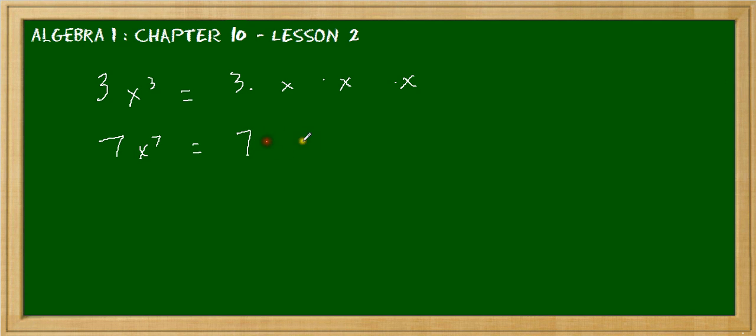So we have 7 times x times x times x, and I still need 4 more. I am running out of room here on my tablet, which is causing me to draw these wrong. Okay, I think that's 7. 1, 2, 3, 4, 5, 6, 7, x to the 7th power.